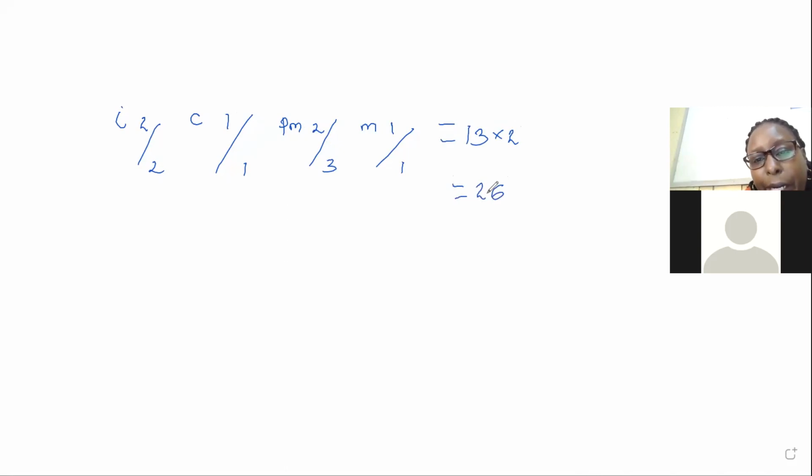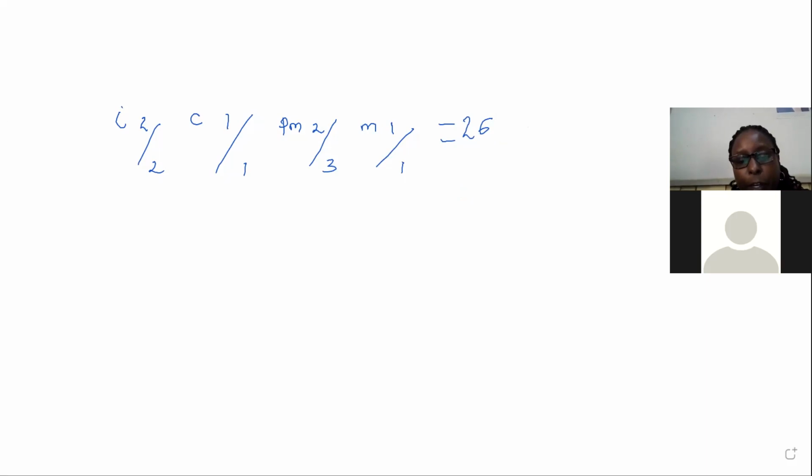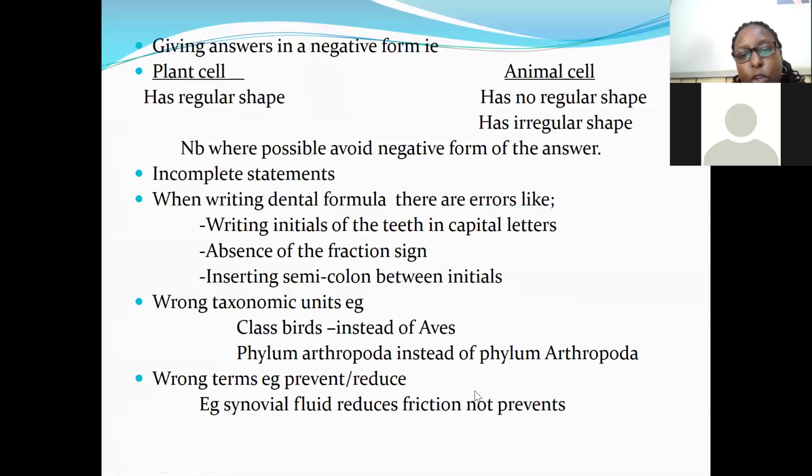Some students will go ahead and just give the 26 as the answer. In such a case, they don't score. If you just come directly and give the total number of teeth as 26, you don't score. But get the total, then multiply by 2, and then you get the total number of teeth. I've also said that you don't miss out on the fraction sign, to indicate what we have in the upper jaw and what we have in the lower jaw.